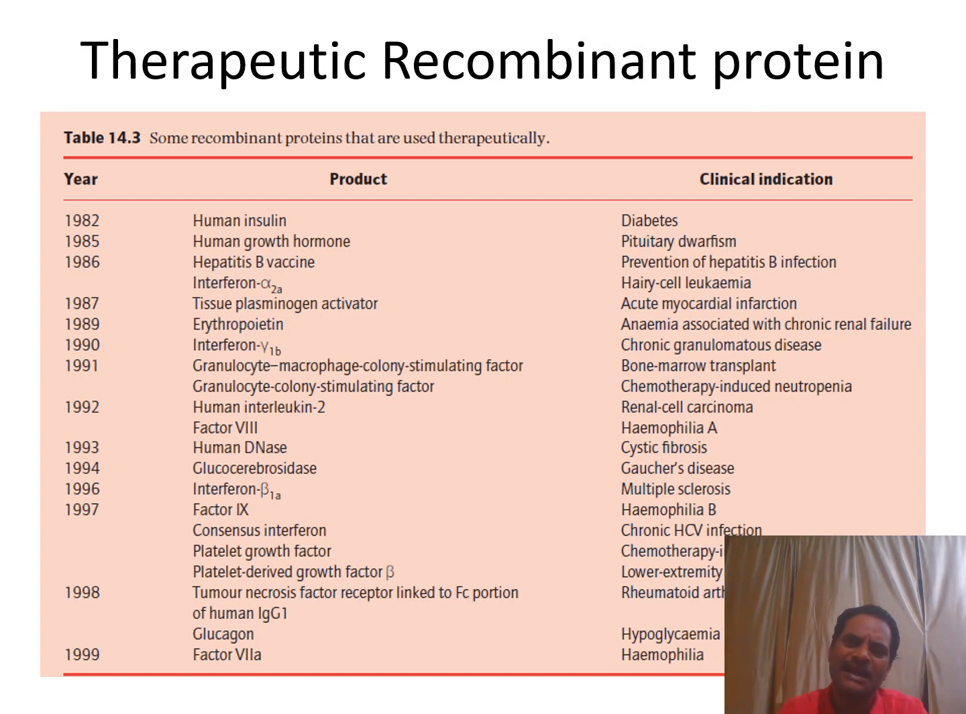These are some examples of therapeutic recombinant proteins, which have changed the whole biopharmaceutical landscape. You can see we have this data from 1982 to 1999, but this is an old slide. You can now imagine hundreds of therapeutic recombinant proteins are in the market.